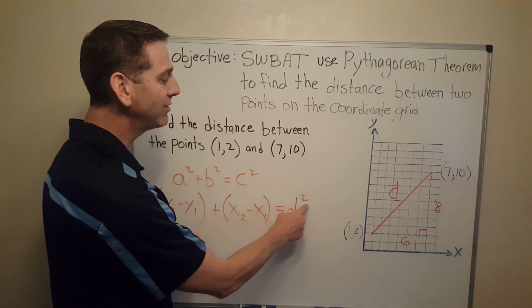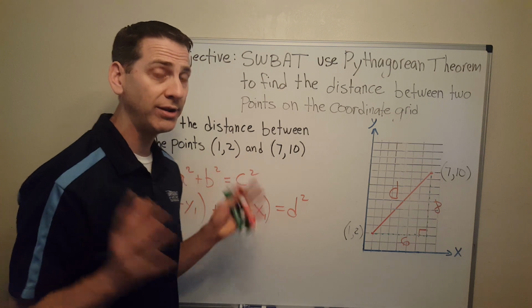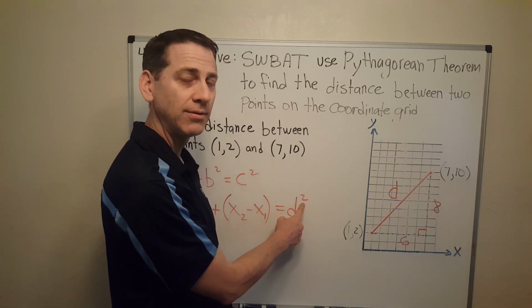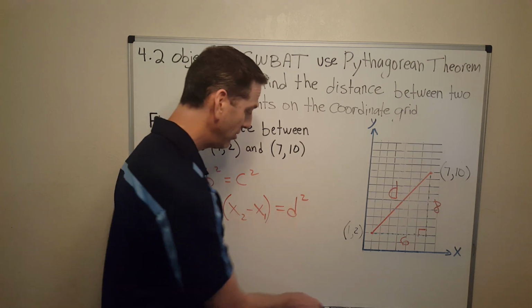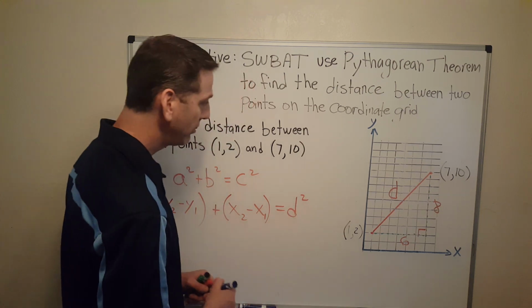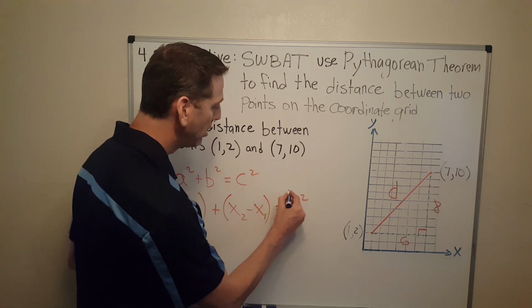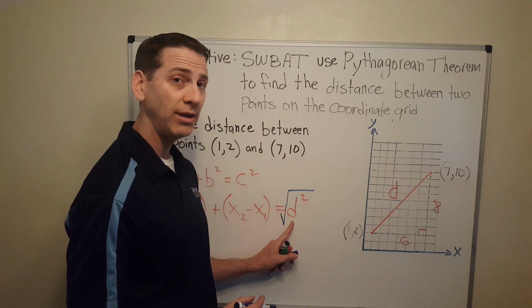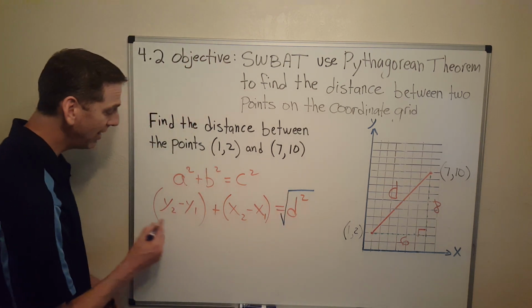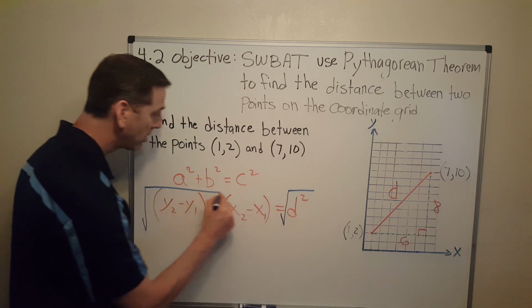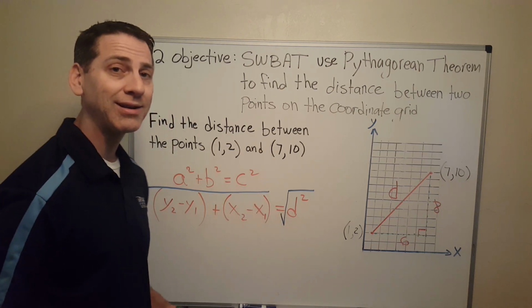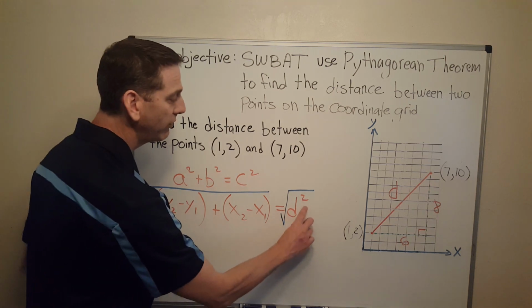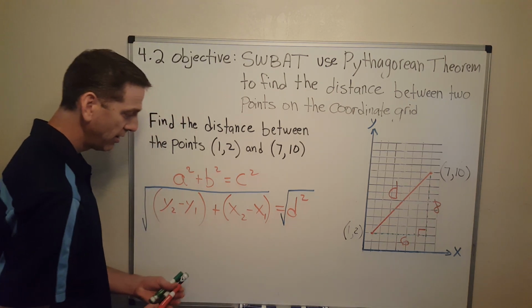Now you need to solve for D, right? Because that's what we want. We want the distance. Well, how do we undo that square? Do you remember? You got it. We take the square root. So I'm going to take the square root of D squared, and that's just going to leave me with D, right? But what I do to one side, I have to do to the other. Got to take the square root of that entire left side. So now the square root of D squared is just D.